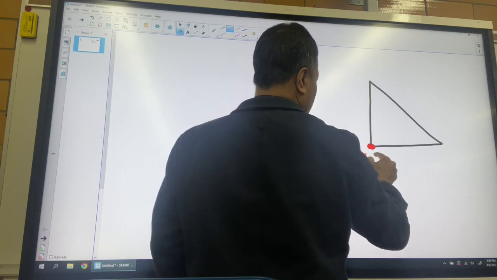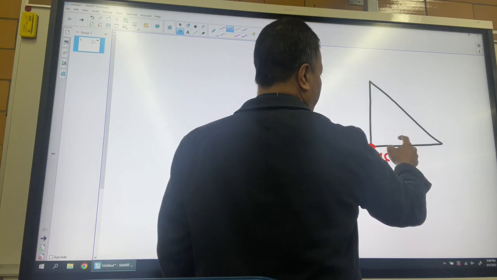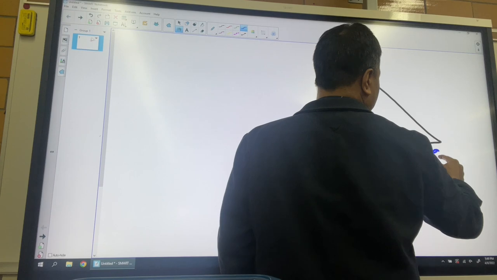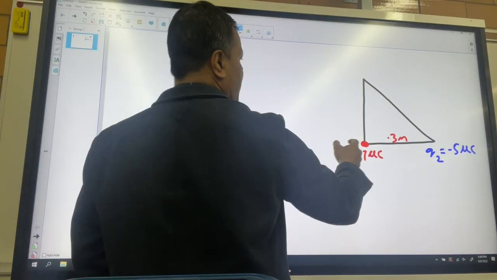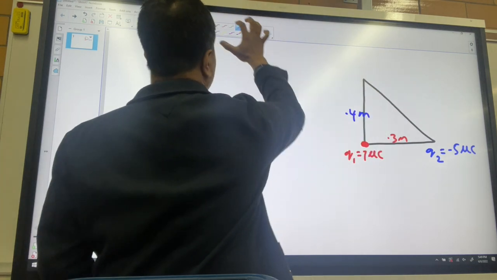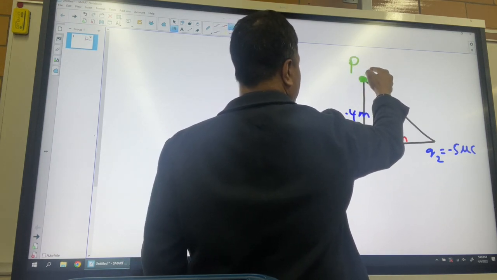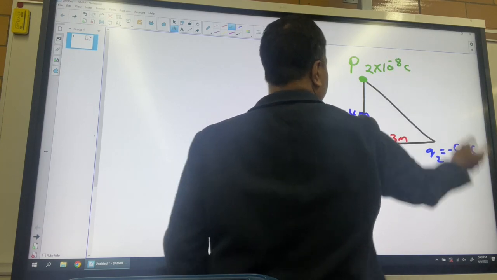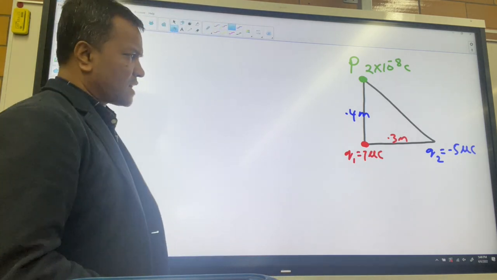Q1, I gave you 7 microcoulomb. And 0.3 meter away, I gave you Q2, which is negative 5 microcoulomb. And 0.4 meter above, I gave you point P. At point P, there is another charge, 2 times 10 raised to negative 8 coulomb. Okay, this is basically what I gave you.